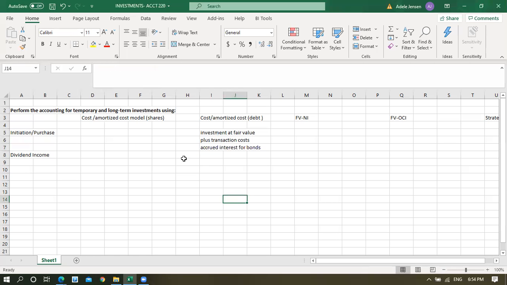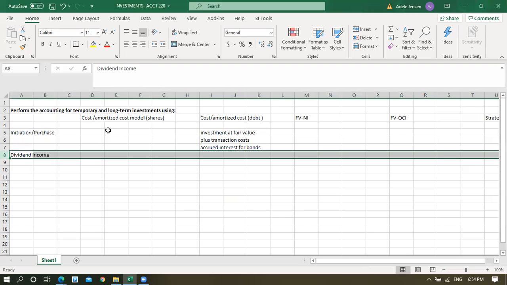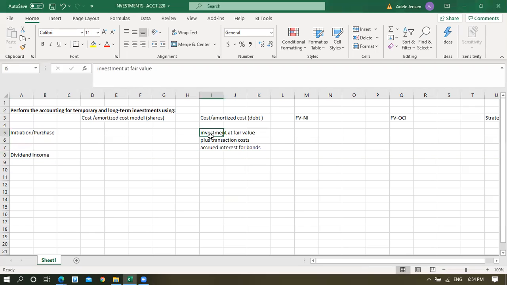Okay, so, oops, I didn't mean to cut that. I just meant to copy it. So let's put that back there. So this is our little summary. If you're getting really confused with investments, I would strongly recommend to go through and make yourself a summary sheet like we are here.